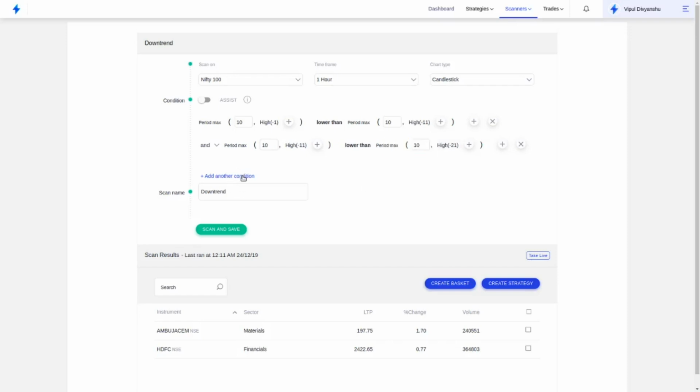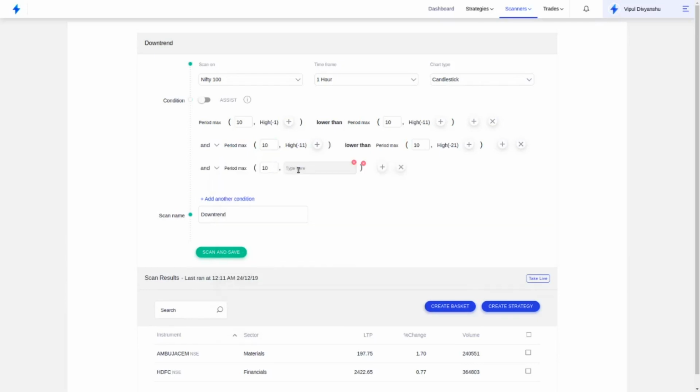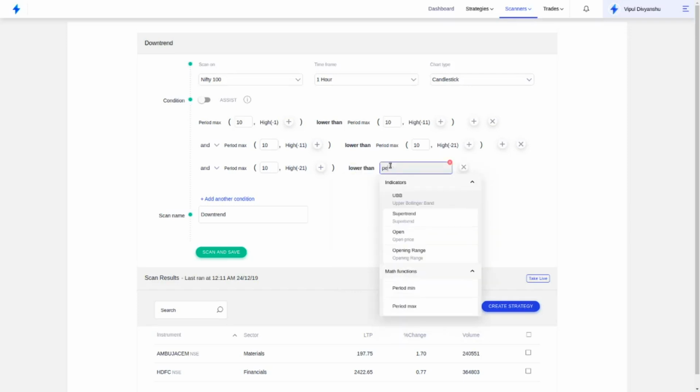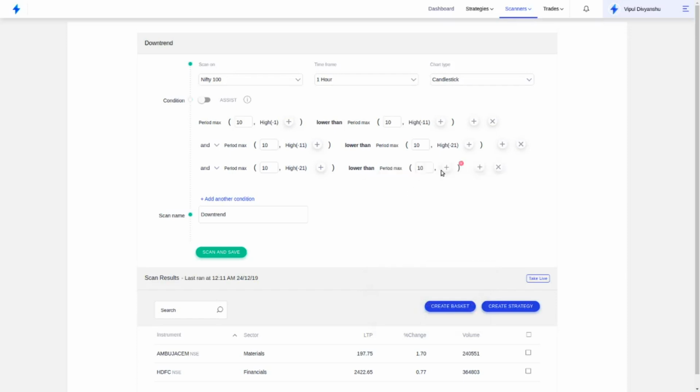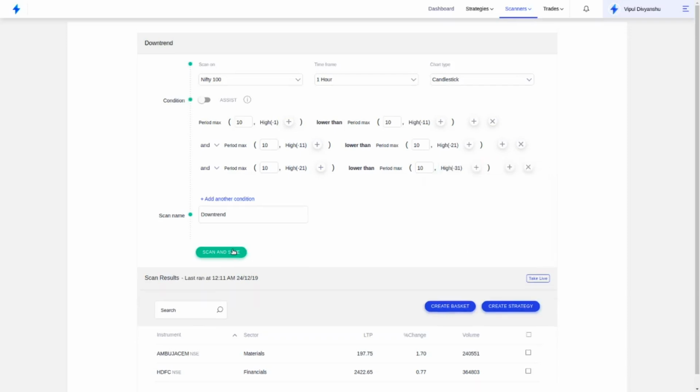Obviously, like I showed earlier, you can add one more condition similar to this and identify one more thing. So let me just do that. For an even older trend, I can say period max of high for offset 21 is lower than the highest high that was achieved 31 candles back, in that 10 candle period. Okay, so let me run a scan.